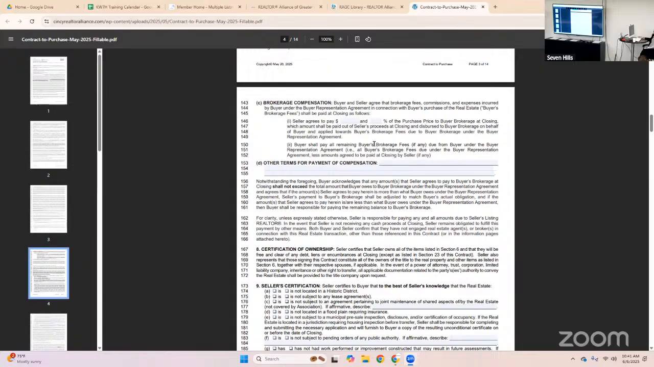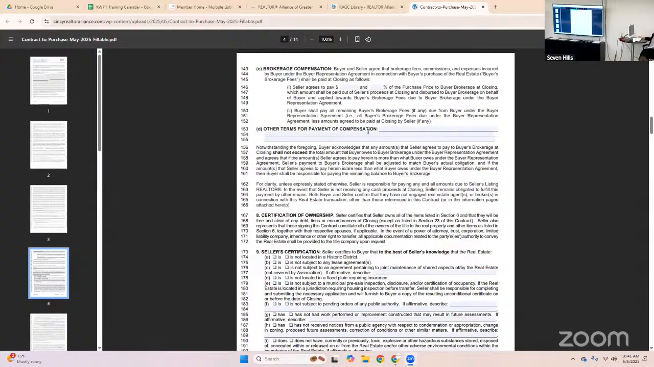I know it's not exactly what we've dealt with in the past, but other terms for payment of compensation, and is this where we write our like $3.99 in there? Yes, because we do charge $3.99 as a fee for the office, so that's where you would put that.